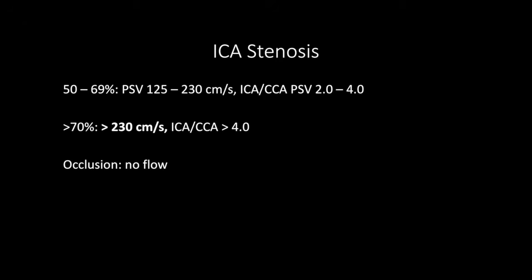You see higher peak systolic velocities with greater amounts of stenosis. So we can quantify the stenosis based on the peak systolic velocity as well as some of these other measurements. Don't memorize these numbers for now, but the principle here is that higher peak systolic velocities generally mean a higher amount of stenosis. Here are the criteria for a stenosis in the internal carotid artery that's greater than 70%. In our case, we had a greater than 70% stenosis in the right proximal internal carotid artery.